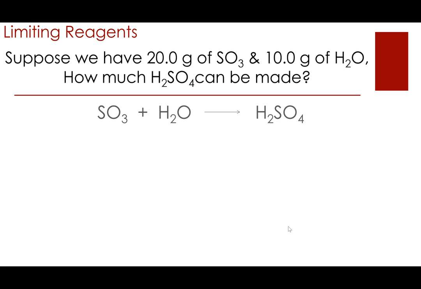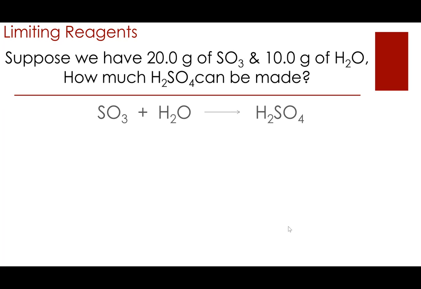So here's the problem. Suppose we have 20 grams of sulfur trioxide, 10 grams of water, and I want to know how much sulfuric acid, so sulfuric acid is H2SO4, how much sulfuric acid can we make? Okay. So to do this problem, looking at it, you're going to say, oh, that's easy. You have more SO3, so the water is going to limit you from making more H2SO4, so let's do stoichiometry with the water. But be careful. That's not always the case.